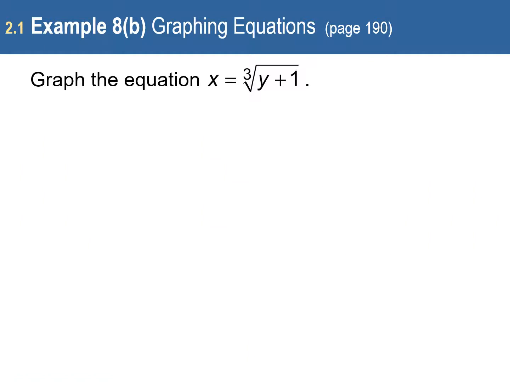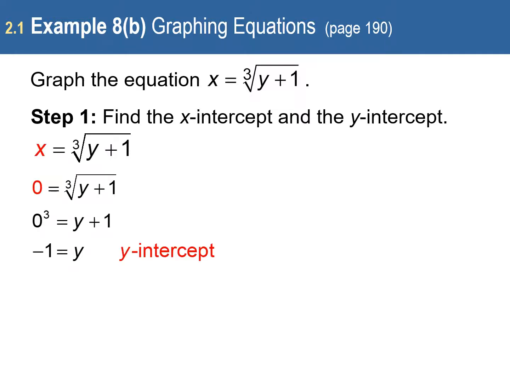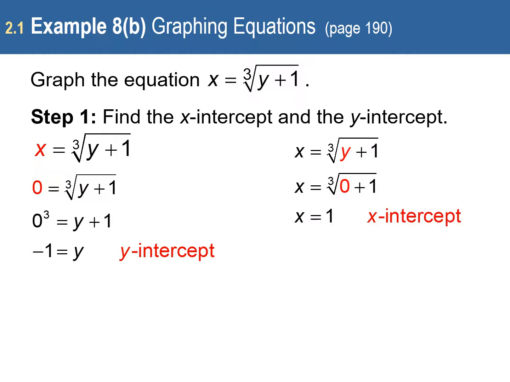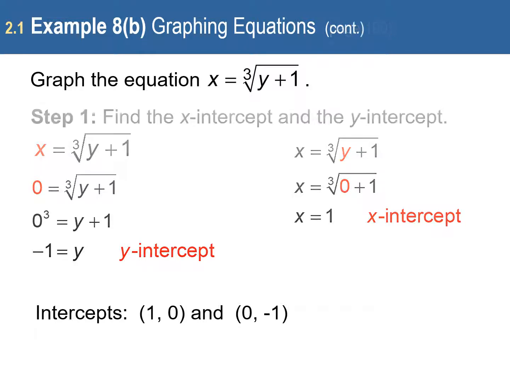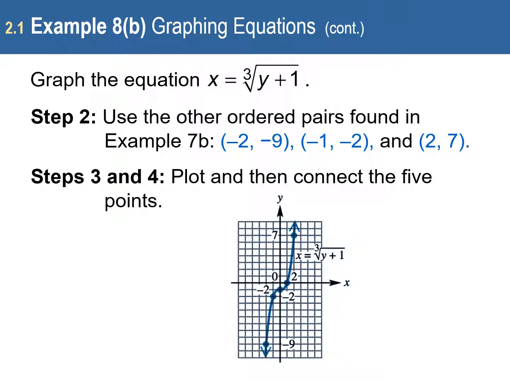So to graph x is the cube root of y plus 1, we want to find the x and y intercepts. In this case, I'm going to set x equal to 0. So I find the y-intercept is y is equal to -1. To find the x-intercept, I set y equal to 0. And I get the intercepts are (1, 0) and (0, -1). Now I want to find some ordered pairs and plot the points given and connect in a smooth curve.